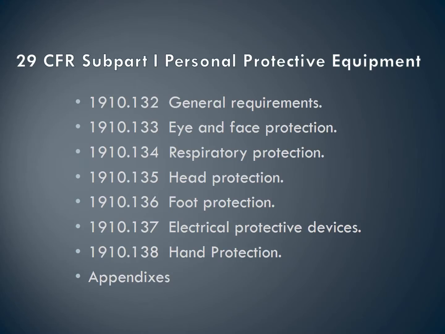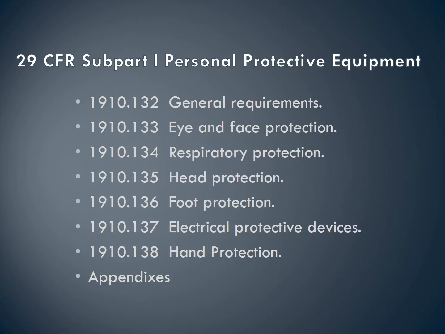Now, the PPE is found in subpart I, but you're typically going to find, if somebody asks you about this, obviously you're going to look it up on the internet, but you can look in 1910.132 through 138. And as you can see here, the general requirements are listed under here: eye, face, respiratory, head, foot, and hand.